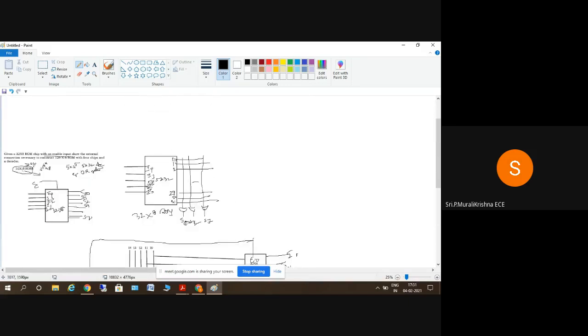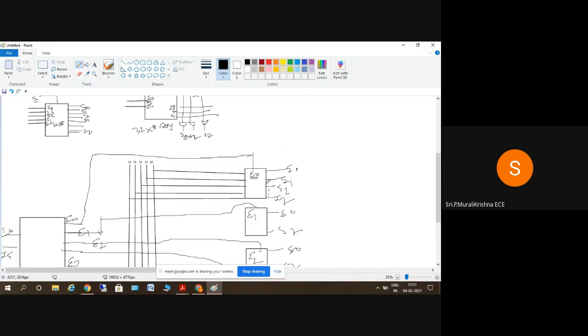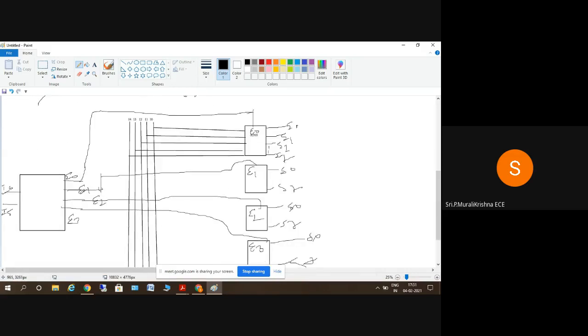With the inputs and outputs mentioned, 5 inputs and 8 outputs are shown with the help of a block diagram like this, with a single enable input. The enables are given to the 2 to 4 decoder, and with the help of this decoder, only one 32 into 8 ROM can be activated at a time.